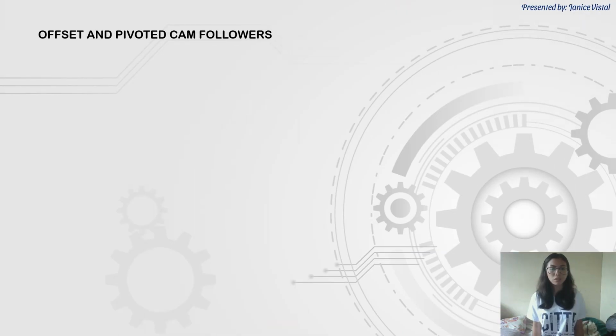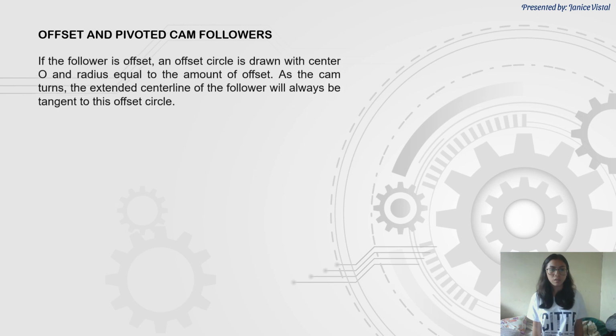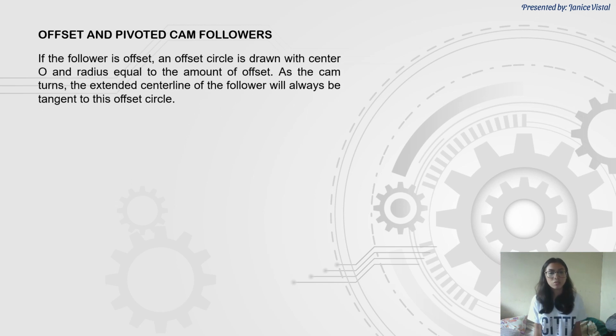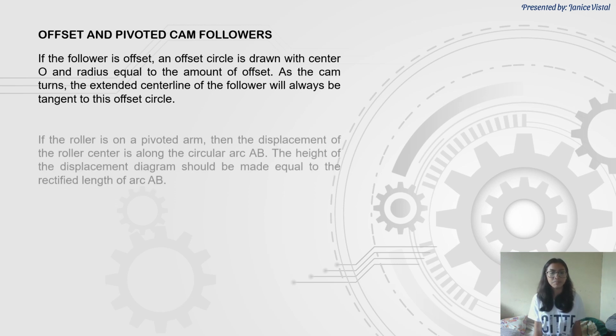Offset and pivot cam followers. If the follower is offset, an offset circle is drawn with center O and radius equal to the amount of offset. As the cam turns, the extended center line of the follower will always be tangent to this offset circle.